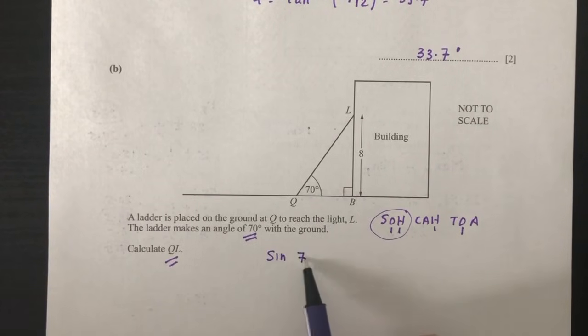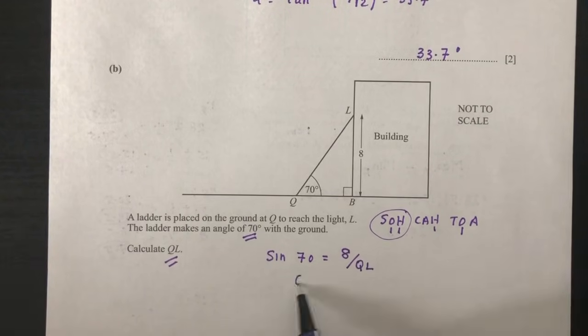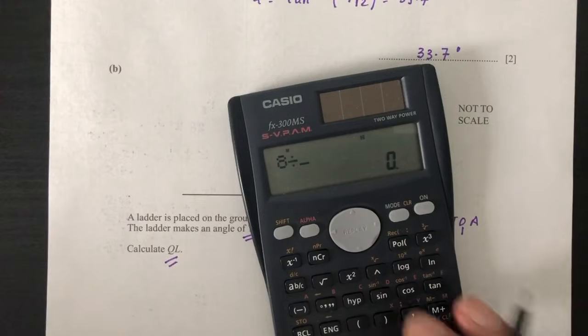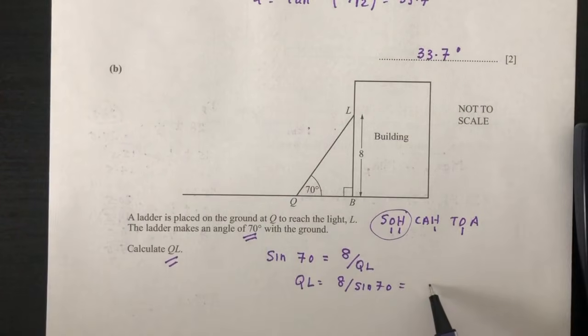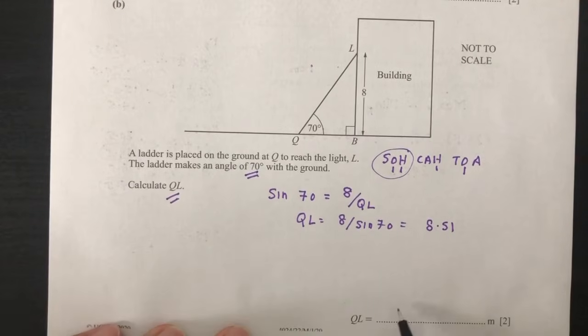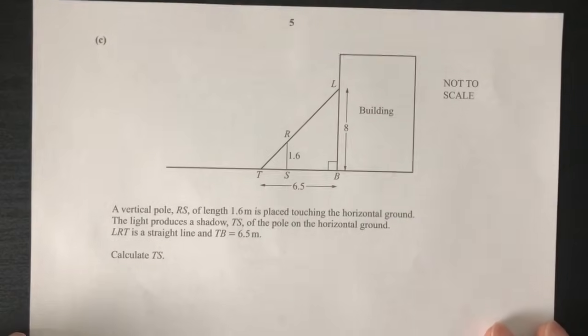So sine of 70 is equal to opposite side over hypotenuse, which is QL. Now QL is equal to 8 divided by sine of 70. That will be 8.51. So 8.51 meters will be the value for QL. Okay, that is part B. Now moving on to part C.